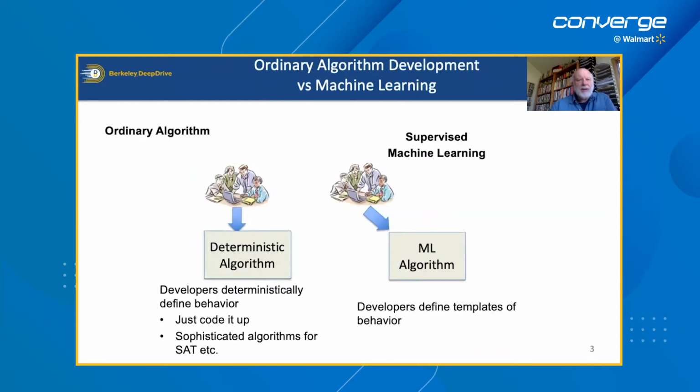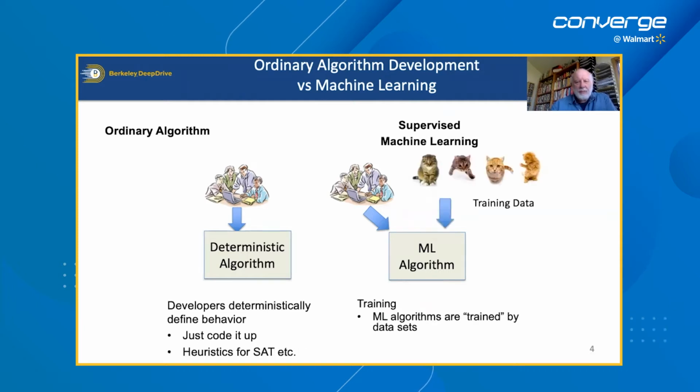When we have an ordinary algorithm, we define its behavior entirely deterministically, and then express that in an imperative programming language such as C, C++, or Java. When we have a machine learning algorithm, in particular supervised machine learning, we really just define a template of behavior. And then the precise behavior of the algorithm becomes defined based on data sets which are used for training.